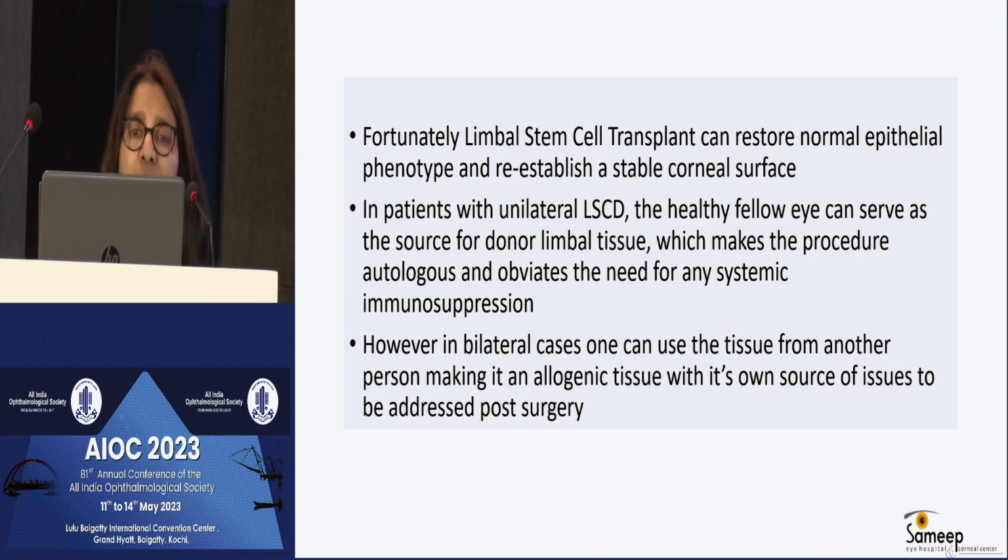Fortunately, limbal stem cell transplant can restore normal epithelial phenotype and re-establish a stable corneal surface. In patients with unilateral limbal stem cell deficiency, the healthy fellow eye can act as a source of donor limbal stem cells, which makes the procedure autologous and obviates the need for any systemic immunosuppression. However, in bilateral cases, one can use tissue from another person, making it an allogenic tissue with its own source of issues to be addressed post-surgery. They would need systemic immunosuppression, kind of lifelong.